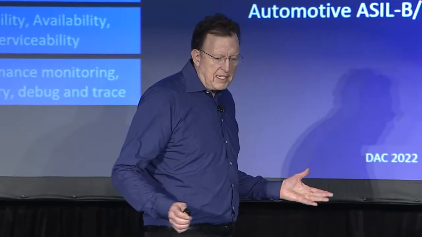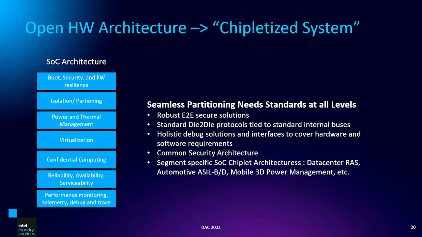So this is a chipletized system, and there's some elements here that we need to have. We have to have robust end-to-end secure solutions, standardized I/O protocols, holistic debug solutions, common security architectures, and segment-specific chiplet architectures. So I think data center and edge have a lot of similarities, but they're very different than automotive, ASIL D and B, which is in turn very different than mobile. So I believe we need different chiplet architectures for different segments in the market, and I believe we can standardize base chiplet models for each of these segments in the market.